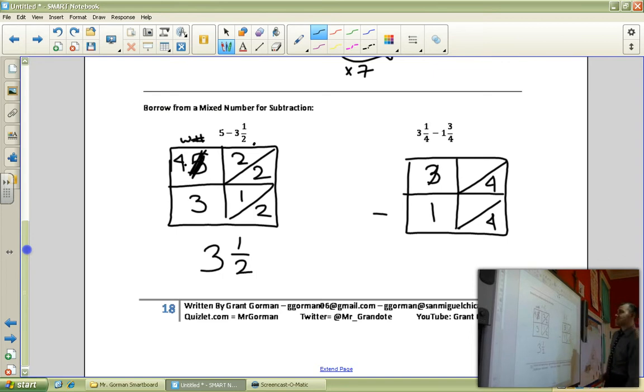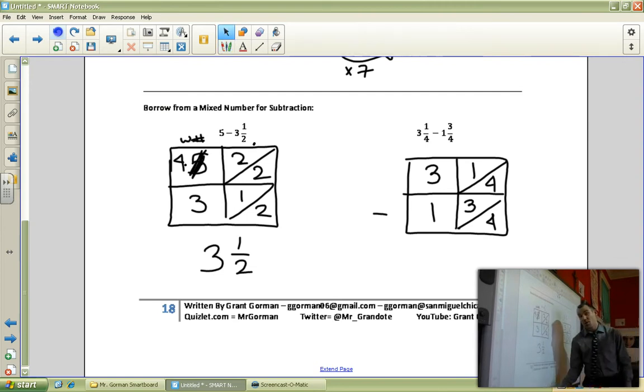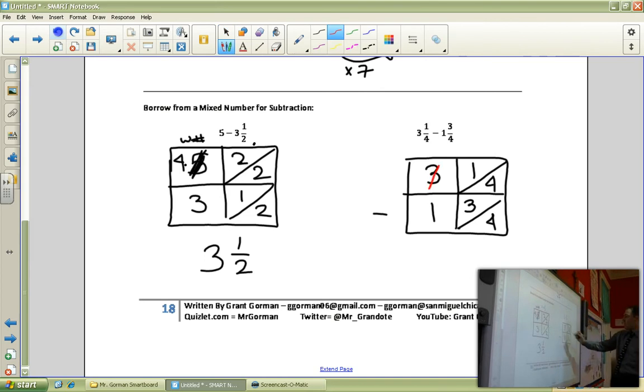Oh, actually, let's back up a step. I'm going to go back. I have 1/4 with my 3, and I have 3/4 with my 1. Kind of confusing. All right, now we're ready to borrow. Okay, I'm going to borrow 1, which leaves me with 2 in that category.